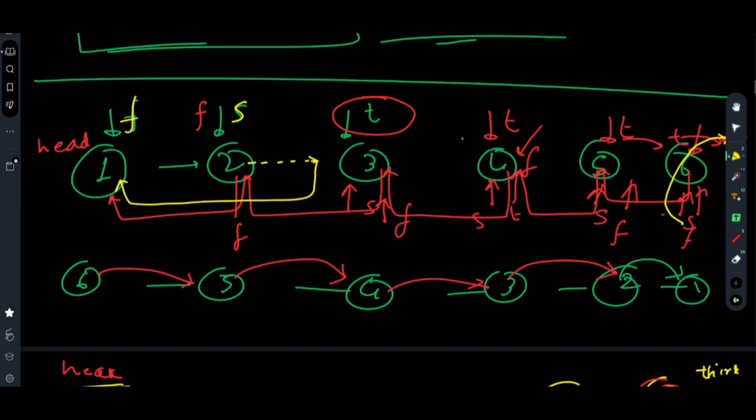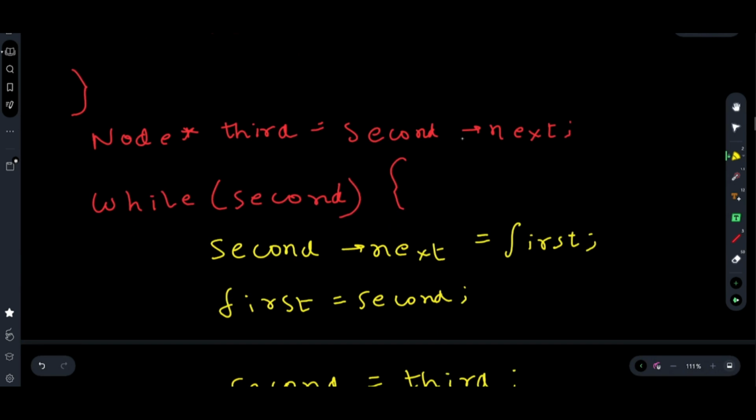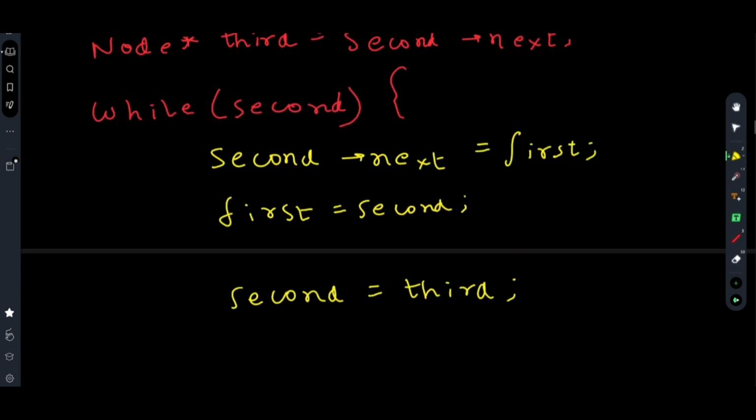Let us talk about two. First, second, third. At the first iteration, 2 arrow next becomes 1, and then this 2 becomes first, 3 becomes second, 4 becomes third. At this step, what happens? There is no connection between 2 and 3. So first arrow next is 1 actually. So in this situation, instead of doing first equals second, if you do first equals first arrow next, then first will move to its previous pointer.